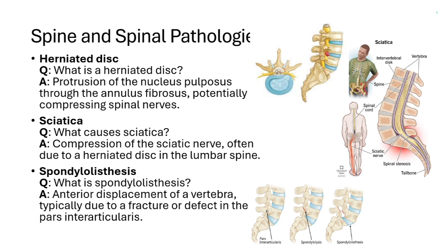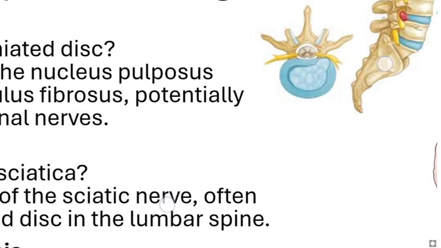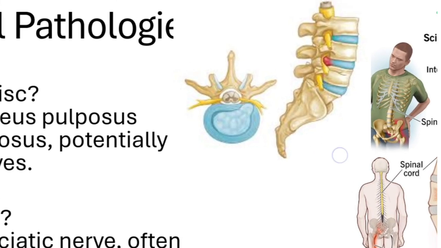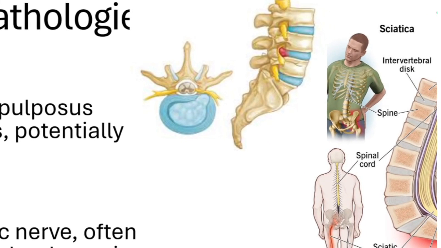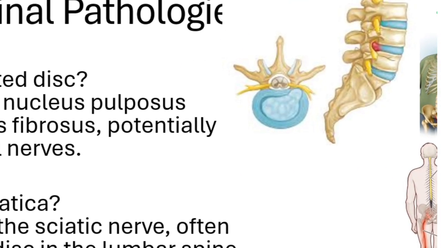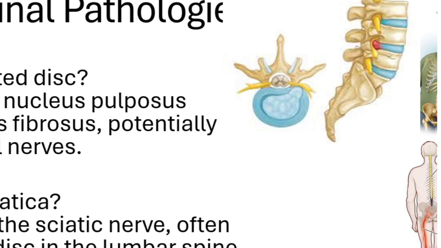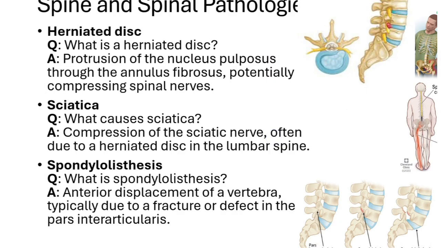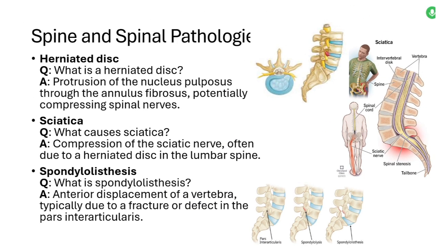What is herniated disc? It is the protrusion of nucleus pulposus through the annulus fibrosus, potentially compressing the spinal nerve. As you can see in this image, the inside nucleus pulposus is spread out from the annulus fibrosus, and it can compress the spinal nerve. So what is sciatica? It is the compression of the sciatic nerve, often due to herniated discs in the lumbar spine.